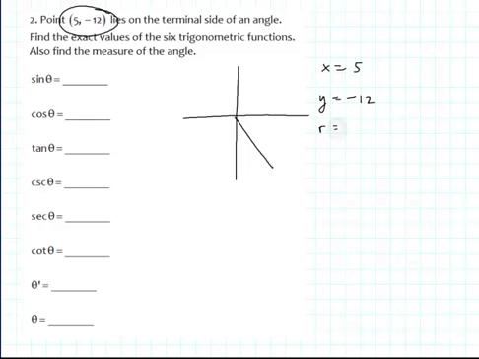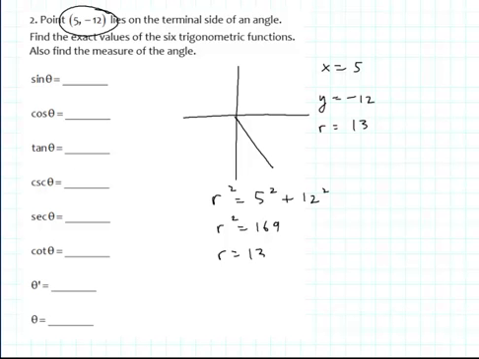I need to find my r value. I'll do that using the Pythagorean theorem. I lost the negative because it's not important: when I square it, it's going to go away anyway. I'm going to have r squared is equal to 169, which gives me an r of 13.